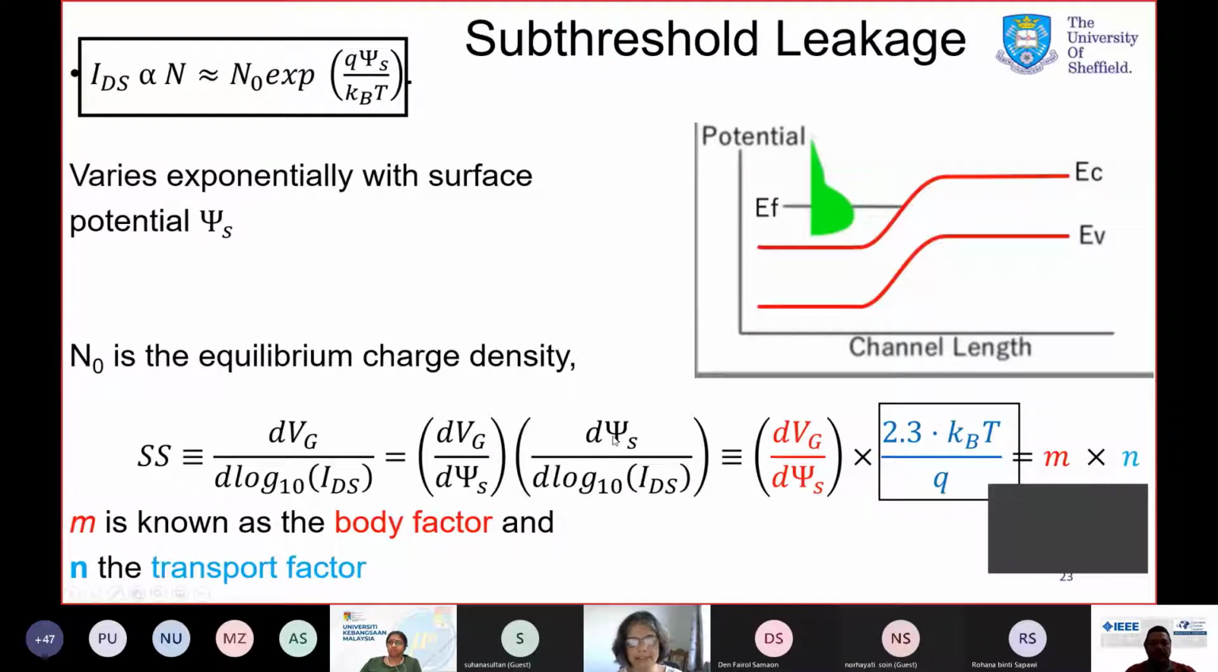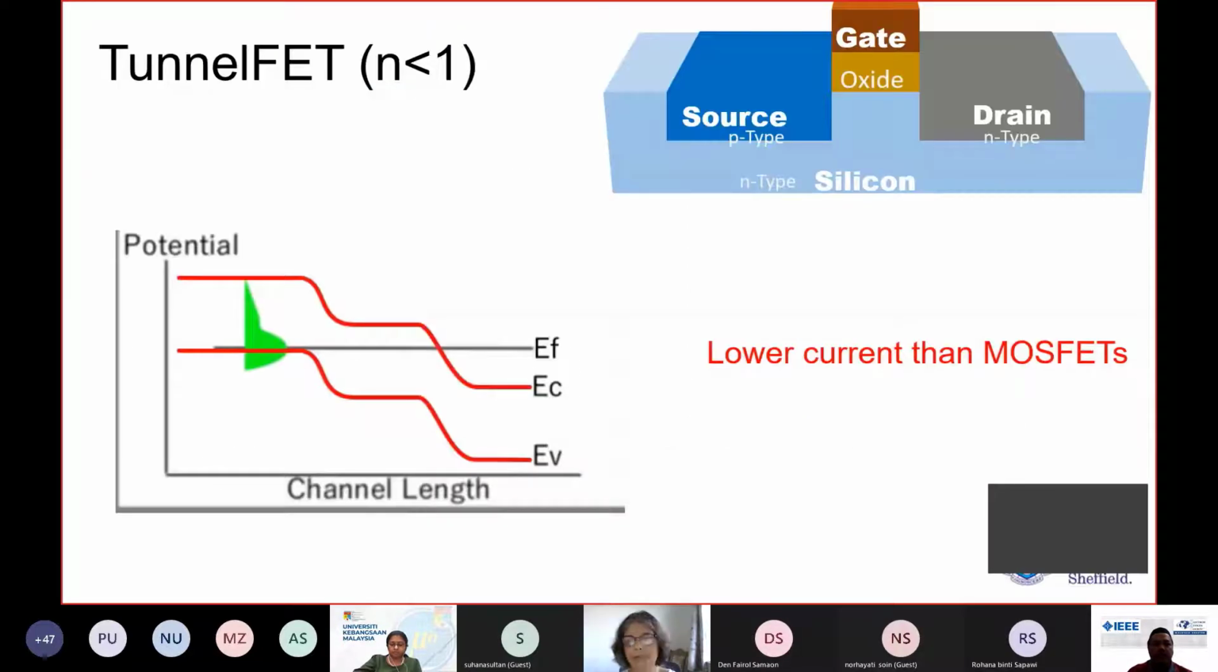And so by multiplying and dividing by d psi s, we can get two factors. The first is called m, the body factor, and the second is called n, the transport factor. And we want to know how we can control this so that we can have a handle on this subthreshold slope. The first option is the one that manipulates the transport factor, and it's called a TunnelFET. And that device is shown here.